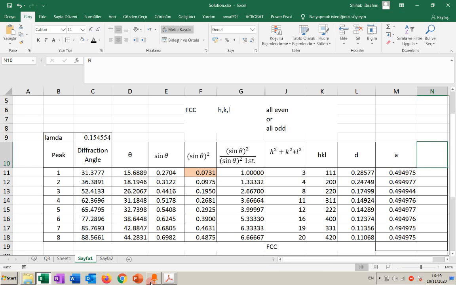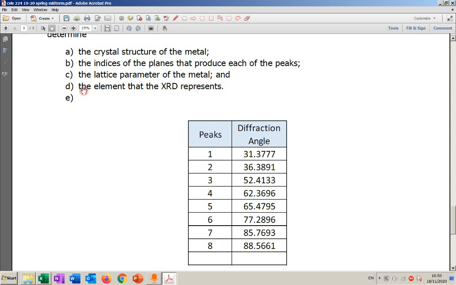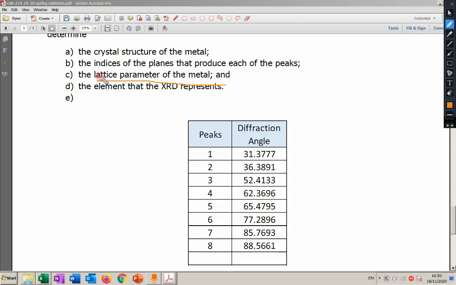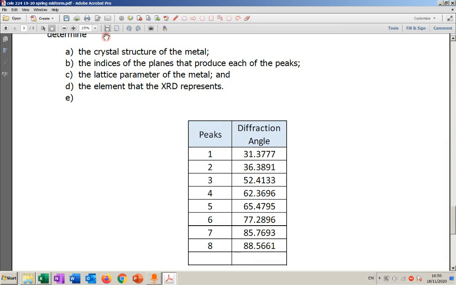Now the last thing, if you want to find the element, because the question says to find the element of the XRD. So how do we find elements here? In order to find the element, we're going to use the table of material properties. We will use the crystal structure and the atomic radius to find the element. We already have the crystal structure, it is FCC, we found it. We need R, which is the atomic radius. Let's find R, and then we're going to go to the table and find the element.